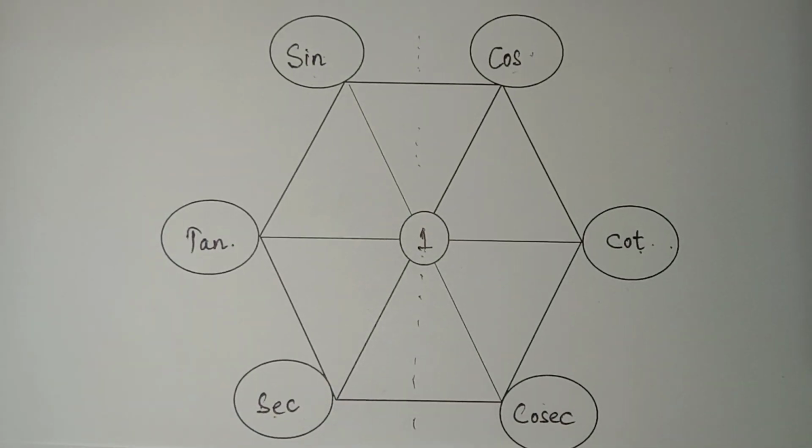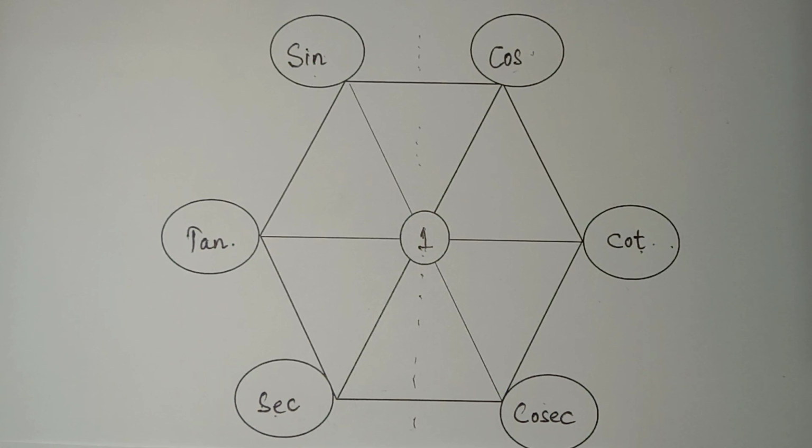I'm also going to write the reciprocal identities on my page, so you should do that too. Pause the video and do it. First of all, I'm writing the reciprocal identities. My first reciprocal identity is tan theta equal to 1 upon cot theta, and sec theta equal to 1 upon cos theta, and sin theta equal to 1 upon cosec theta.